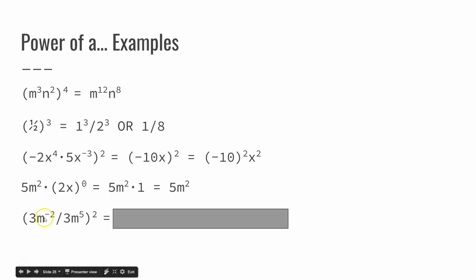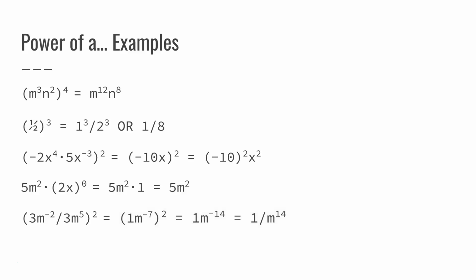Then we can deal with the m's. We have m to the negative 2 divided by m to the 5th. So go ahead and use your quotient property rule that says take your exponents and subtract them. Negative 2 minus 5 is negative 7. I'm going to reveal my answers a little early. I apologize for that, but I'm going to explain what happens. So I just showed you that we got 1m to the negative 7 with that 2 still on the outside. But now we can distribute the 2 because everything on the inside has been simplified.